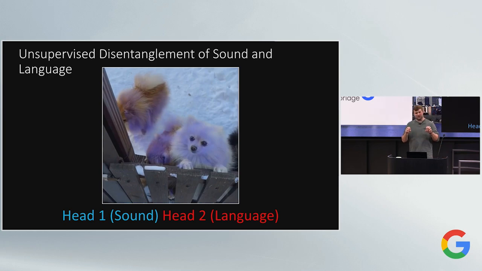So you can see that when the dogs are barking, all the dogs glow blue. When someone says the word puppies, the dogs glow red, corresponding to the other head of the model. And when the word snow is uttered, the snow in the background glows red, corresponding to the language head.